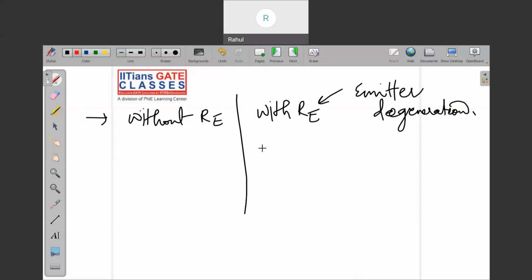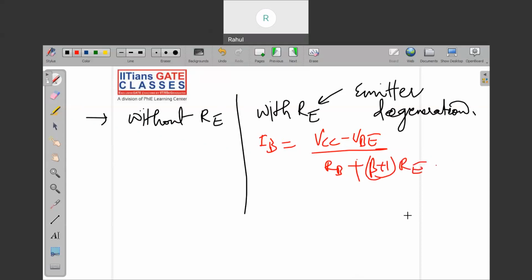So your IB will be different then. Your IB will be what? Your IB will be VCC minus VBE upon RB plus beta plus 1 times RE. Okay, beta plus 1 times RE.